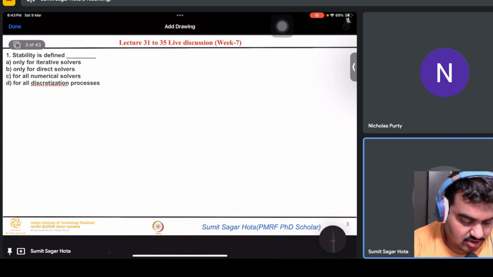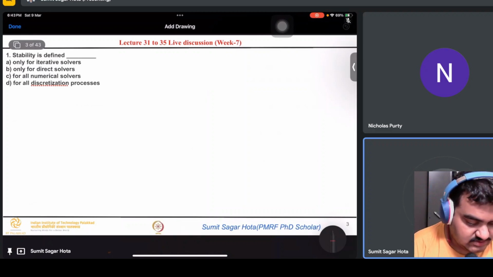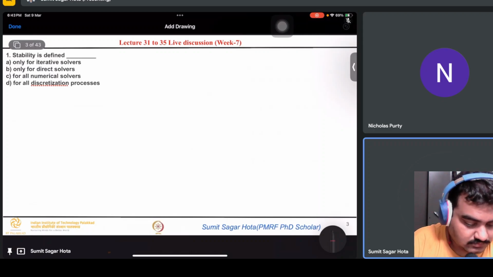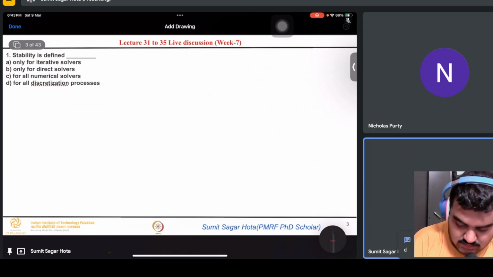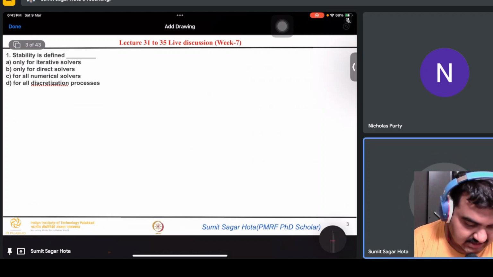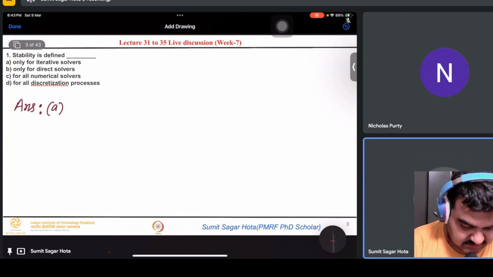For any kind of modeling, stability is the major criterion. So what is stability? The question: stability is defined as dash. The answer is very simple. The answer is A. The stability is only possible for what? Iterative solvers, meaning the solver has some iterations.